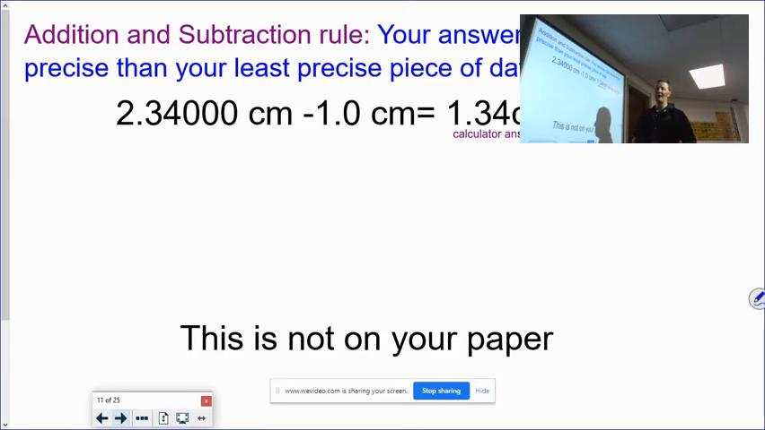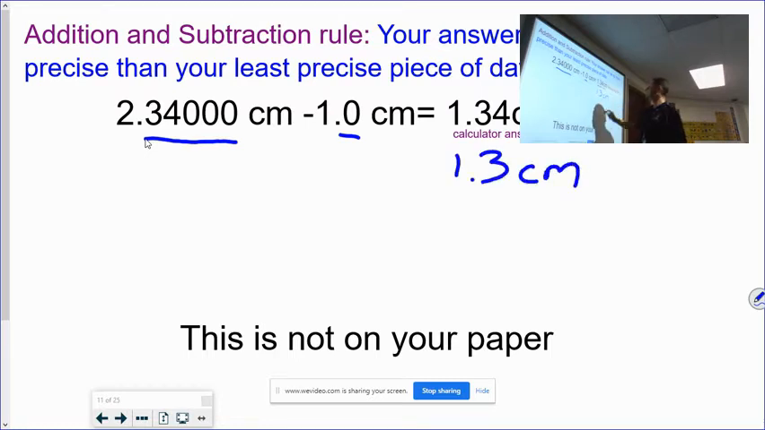Addition and subtraction rule: your answer can be no more precise than your least precise piece of data. This one goes to a great deal of precision. This one stops at the tenths place, so our answer would have to go to the tenths place. So our answer would be 1.3 centimeters.